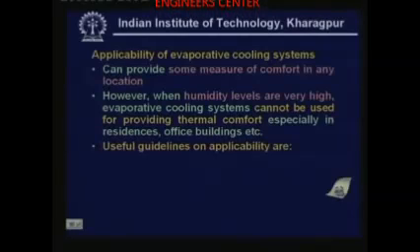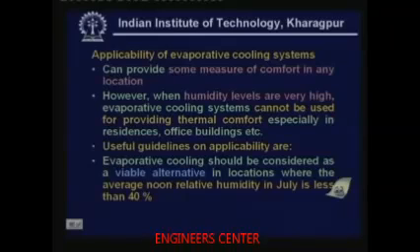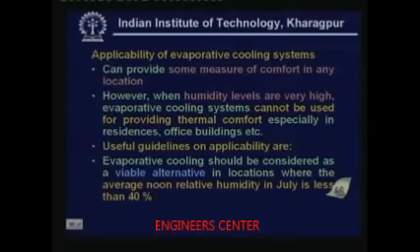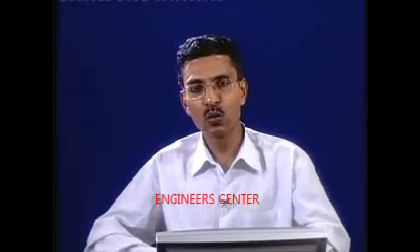So what are the useful guidelines? These guidelines are not very stringent, but they give some idea on where you can use or where you cannot use them. One older guideline is that evaporative cooling should be considered as a viable alternative in locations where the average noon relative humidity in July is less than 40%. That means if the average relative humidity during the month of July at noon is less than 40%, then you can definitely use evaporative coolers, and you must consider them as a viable alternative to the more expensive conventional air conditioning systems.